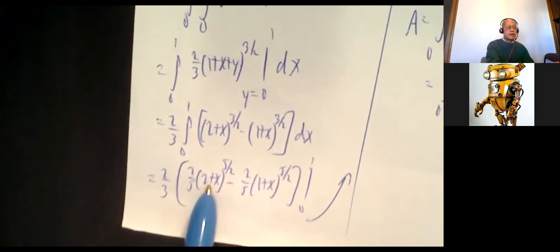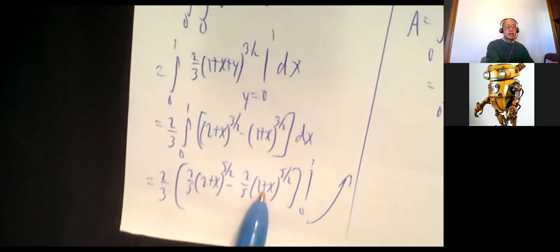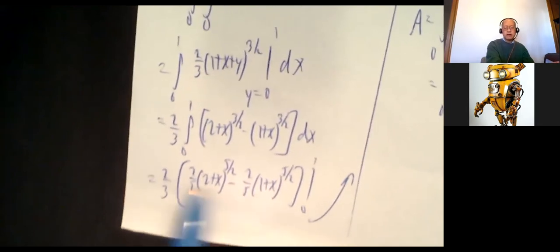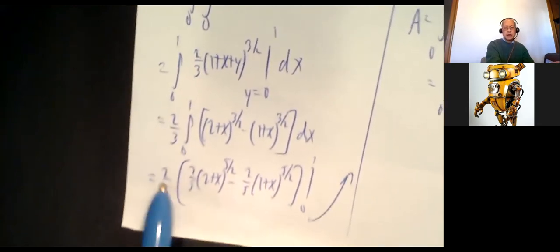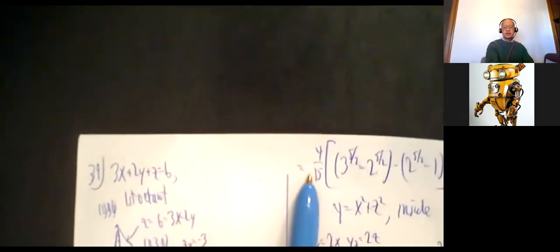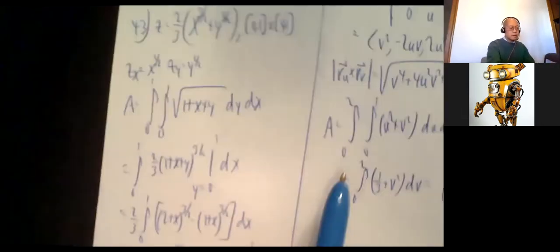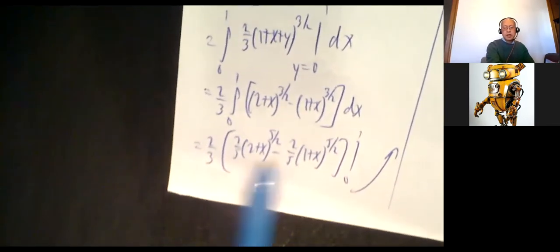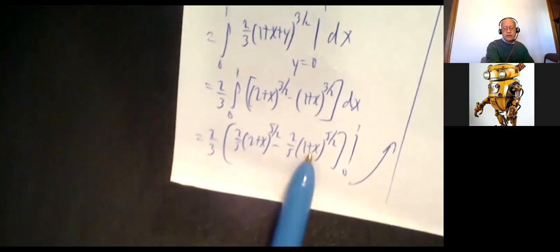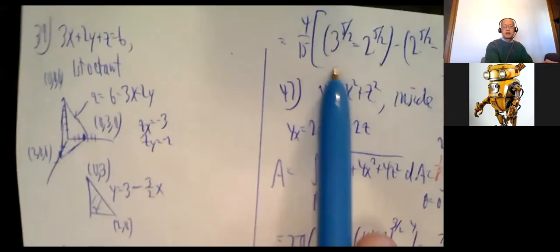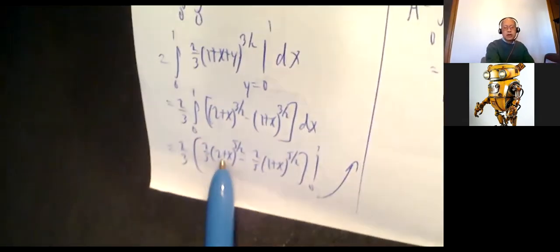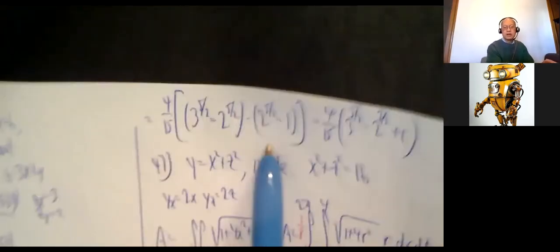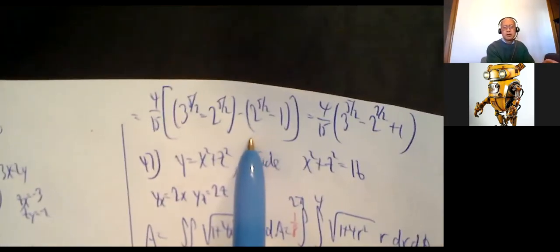So if I plug in 1, that's going to be 3 to the 5/2, and that's going to be 2 to the 5/2. And by the way, I took out the 2/5. 2/5 times 2/3 is 4/15. If I plug in 1, that's 3 to the 5/2, 2 to the 5/2, minus, plug in 0, 2 to the 5/2, minus 1 to the 5/2, which is 1. So I have this.